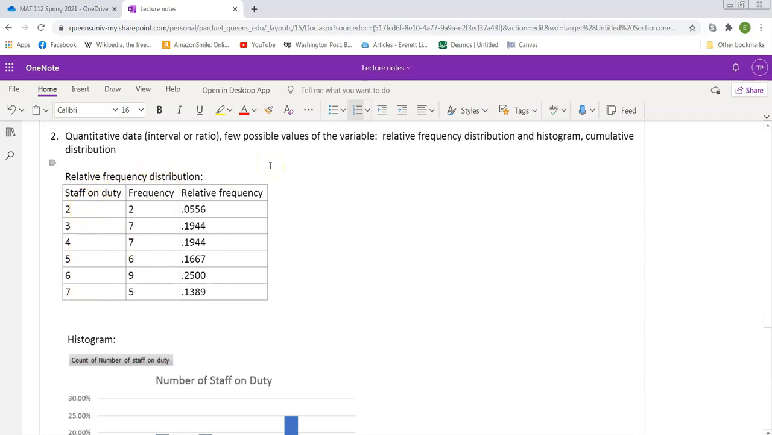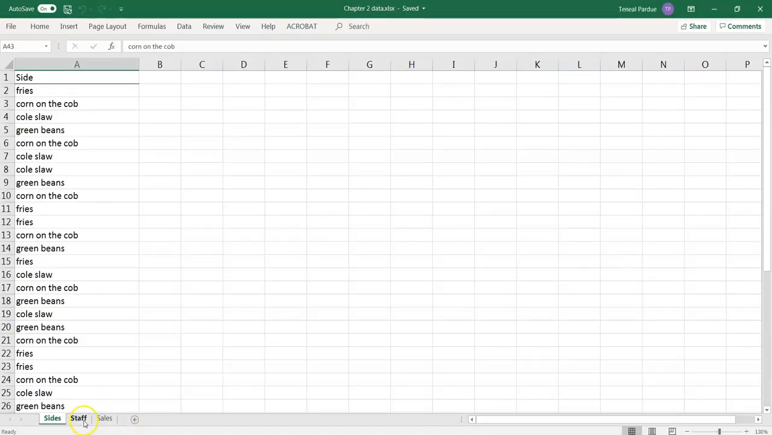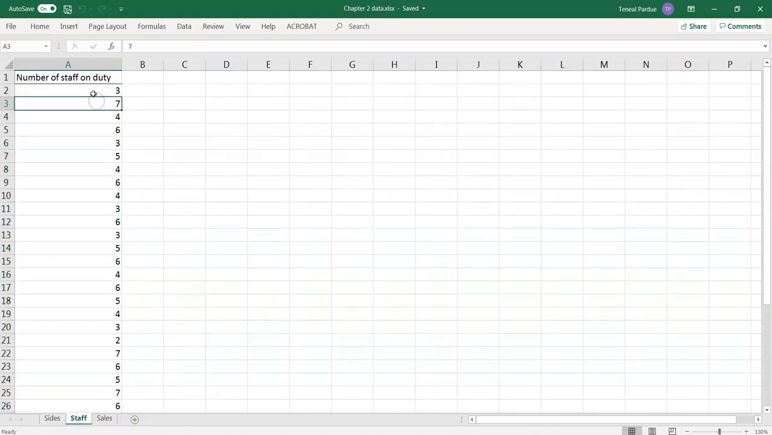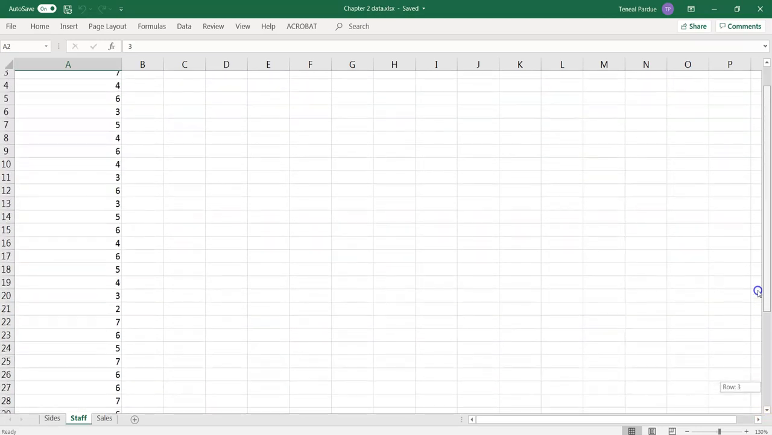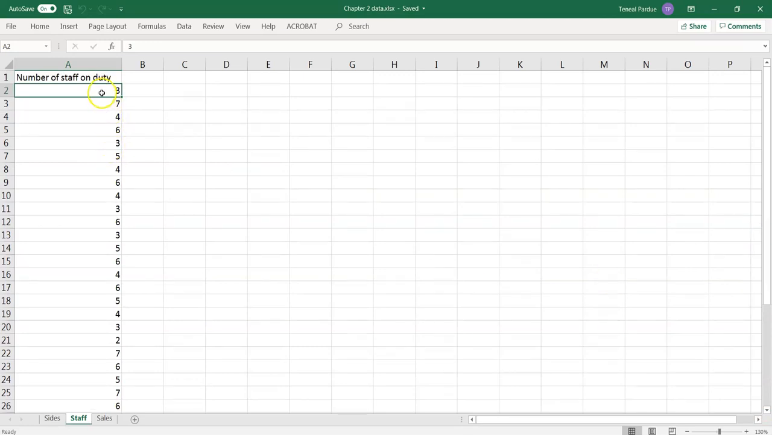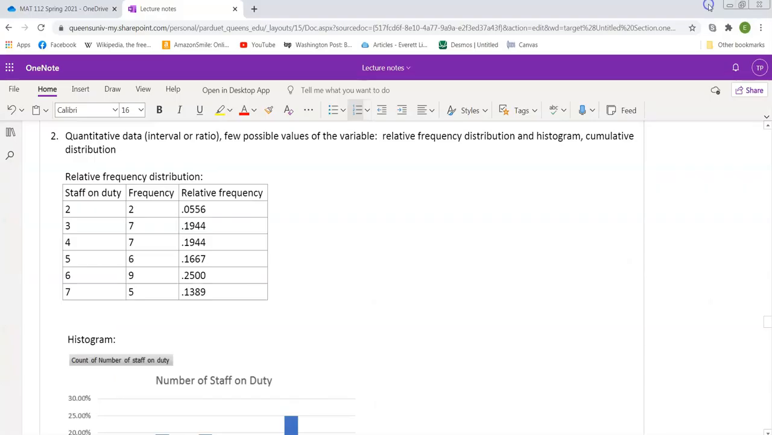In this first one, we're looking at a store and how many staff they had on duty on a given day. So they kept track for 36 days, so a little over a month. They kept track of how many staff members they had in the store. And so just the same way we did before, we make a relative frequency distribution.